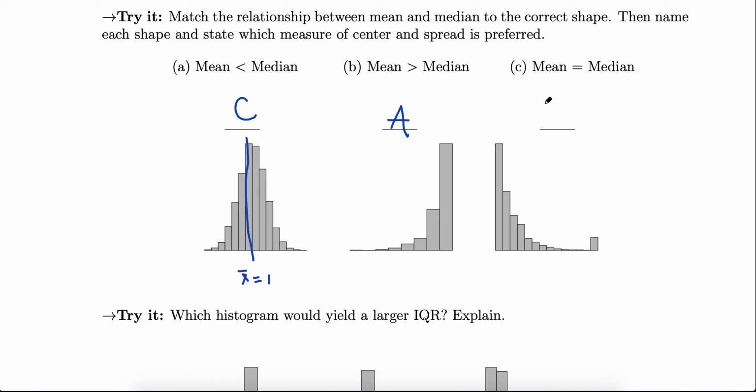Then our last one, obviously, that's going to be option B. And if we want to think about it, the skew is to the right, so the mean will be pulled toward the right, meaning the mean will be toward the larger numbers. The mean is greater than the median.